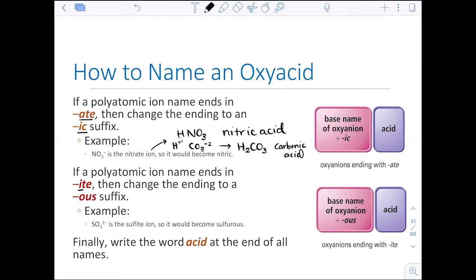Now, if the polyatomic ends in ITE, nitrite, sulfite, then the change of the ending is OUS. So sulfite would become sulfurous. Nitrite would become nitrous. So let's write H2SO3, sulfurous acid, HNO2, nitrous acid. Notice with these oxy acids, we do not have the hydro prefix. The hydro prefix is only for our binary acids. Our polyatomic acids or our oxy acids just get the base name of the polyatomic ion that they contain.